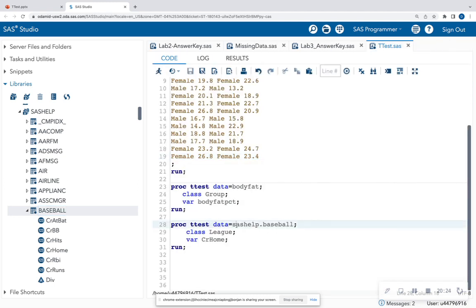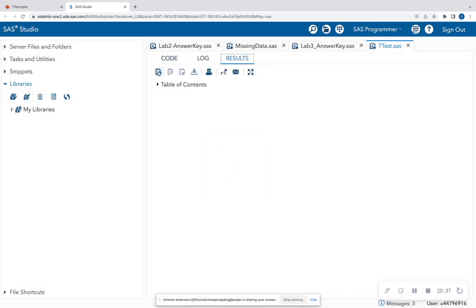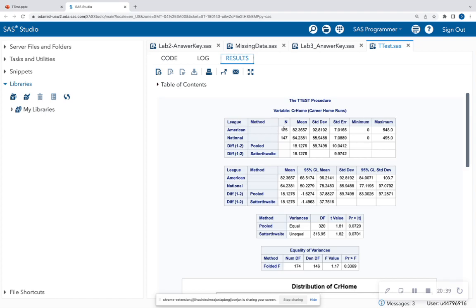So in this case, I'm taking in sashelp.baseball. The group that I want to use is the league variable in this data set. And the variable that I'm interested in is the home runs. So I'm going to run this. And notice that I get a similar output. I have the American and national team with some good summary statistics at the top that's similar to PROC means.